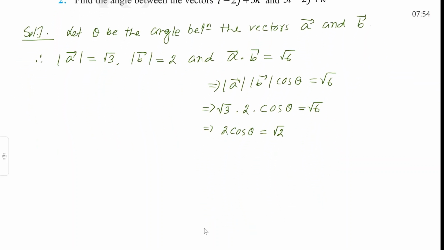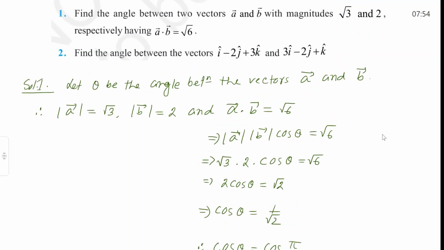And after this you can find that cos theta is equal to 1 over √2. Therefore cos theta is equal to cos of pi by 4, and removing cos from both sides we get theta equal to simply pi by 4, and that is the solution for the question. Now we come to the next question, the second one.